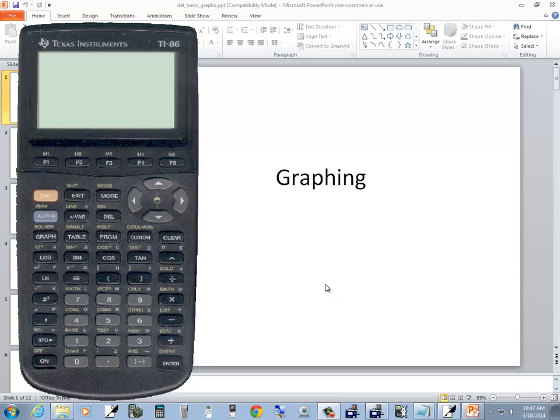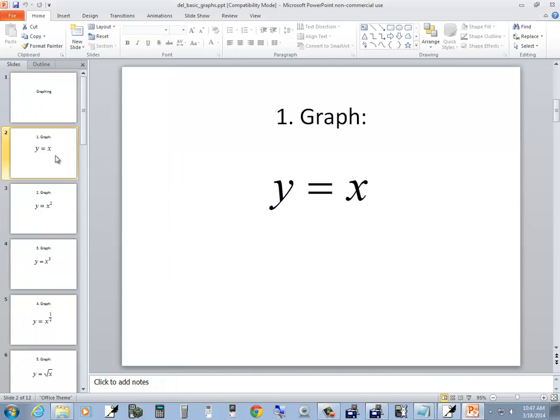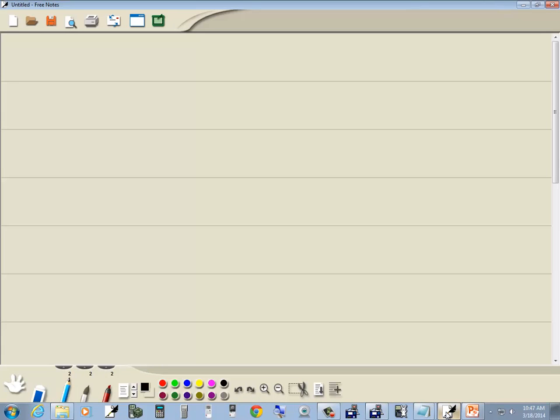Let's take a look at graphing on the TI-86 calculator. Our first one we'll take a look at is y is equal to x. And get my tablet. There we go.